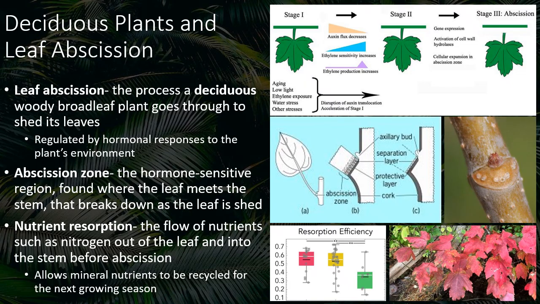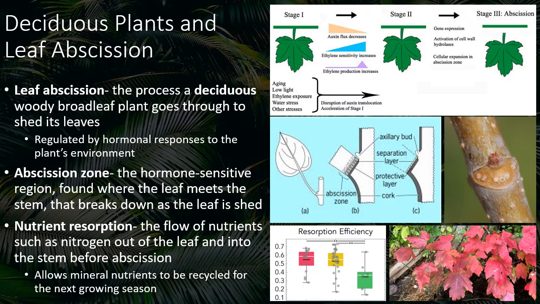You can see from this graph here that during stage 1 of the leaf, it's just the maintenance phase. That leaf continues to receive nutrients and water from the stem. It continues to do photosynthesis, but there's a number of environmental triggers such as aging, low light, exposure to ethylene, which is a plant hormone, water stress, or other stressors, which can cause a change in the balance of the hormones which are produced within the leaf. As growth promoting hormones decrease and maturation and senescence hormones increase, the leaf starts to change its behavior.